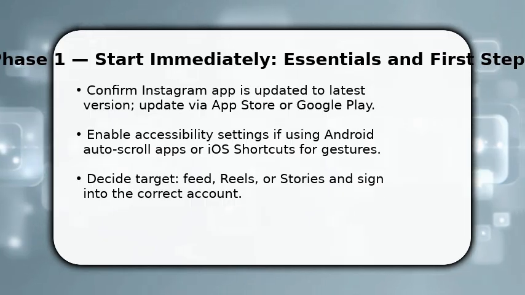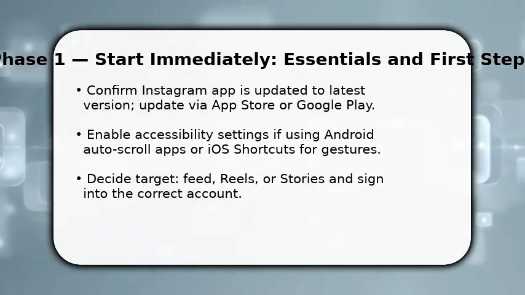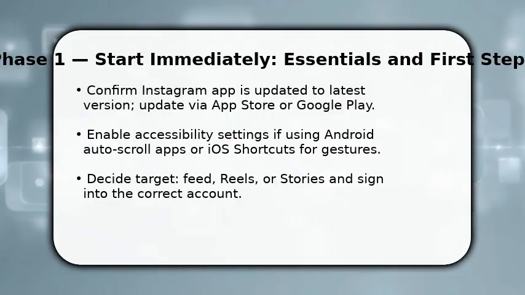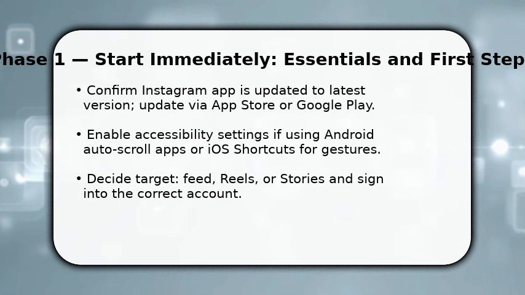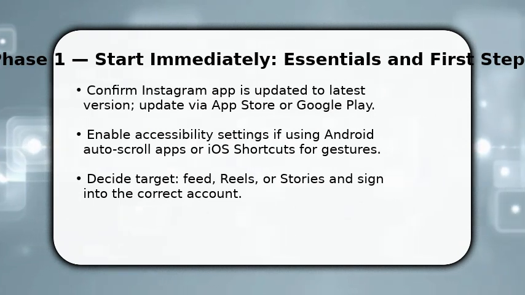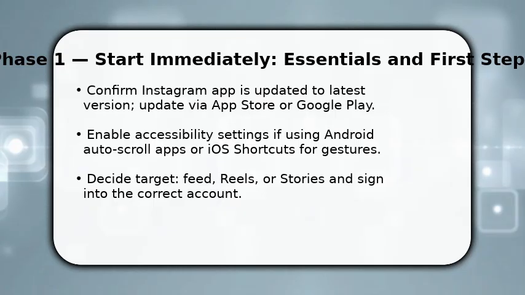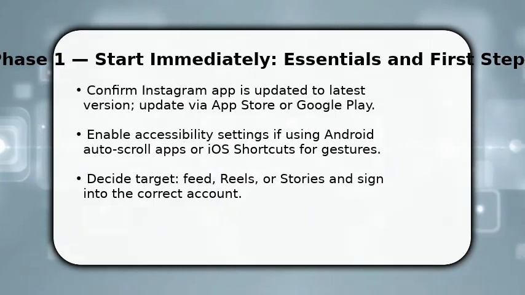Choose whether you want to auto-scroll the feed, reels, or stories. This determines timing and gestures. Once done, prepare a simple automation. Set a short scroll interval and test on one post. These steps let you safely begin structured auto-scrolling.